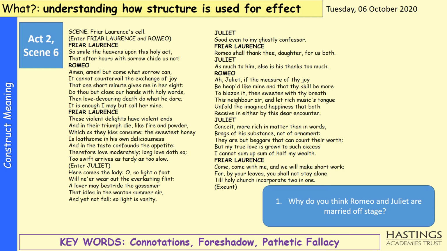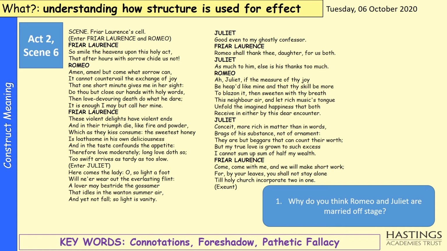And then they exit. Okay, so Romeo and Juliet obviously are very happy about being married. Romeo says to her, if your joy is anything like mine, then we are both going to be very happy.